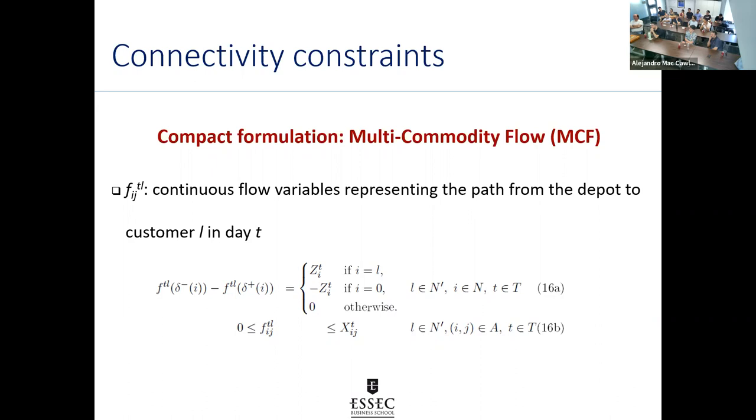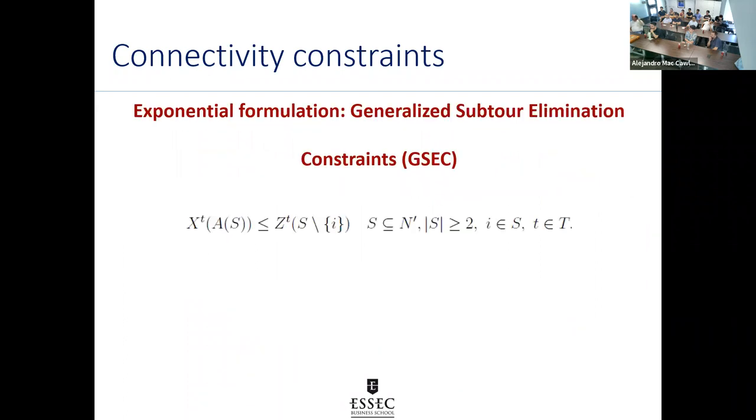Okay, so these constraints can be shown not to be dominated by the load constraints. So if you add these constraints to the formulation, you strengthen the linear relaxation. So this is the first possible way to model connectivity constraints. Again, a polynomial number of variables and constraints, but a lot of additional variables.